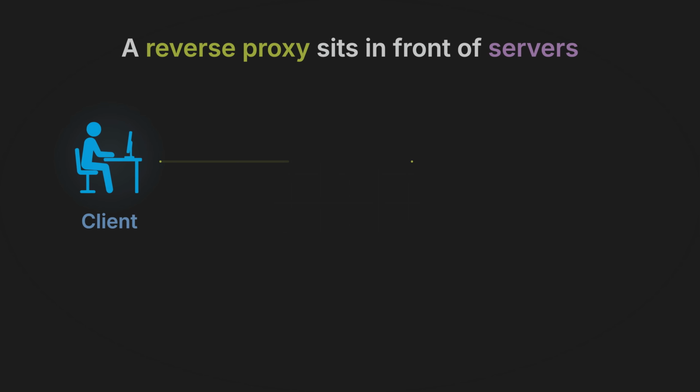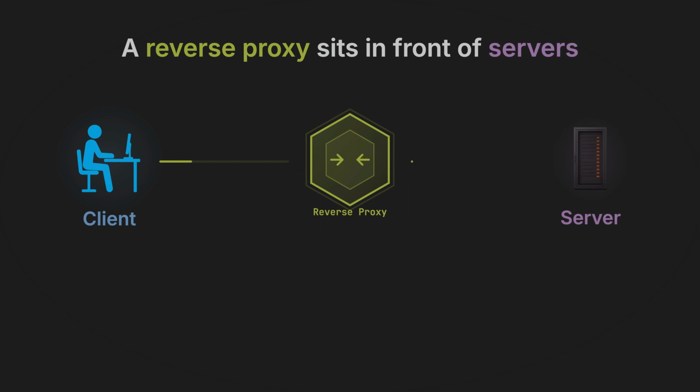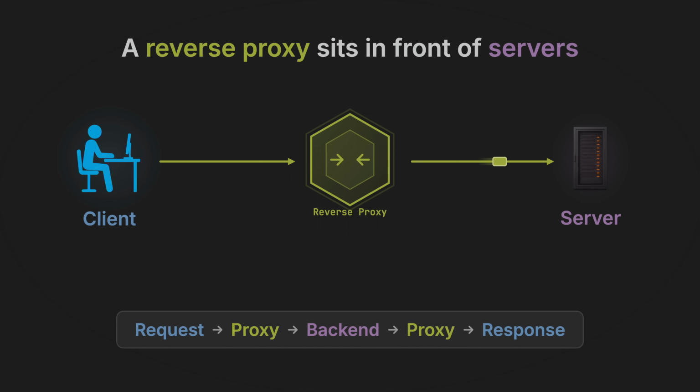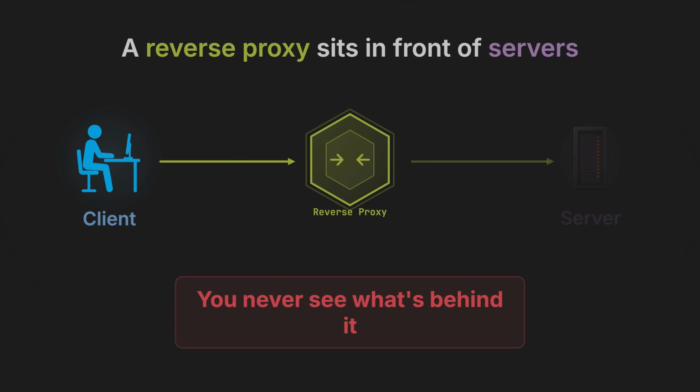A reverse proxy is the opposite. It sits in front of servers. When you make a request to most major services, Netflix, Stripe, GitHub, you're not talking directly to their application servers. You're talking to a reverse proxy. It receives your request, forwards it to the appropriate backend, gets the response, and hands it back to you. You never see what's behind it.